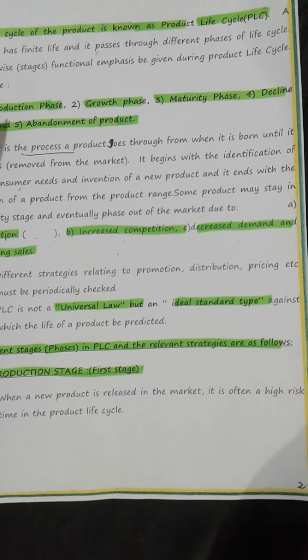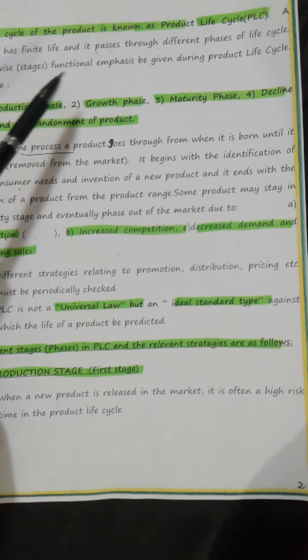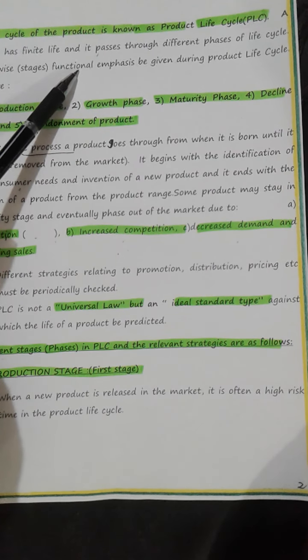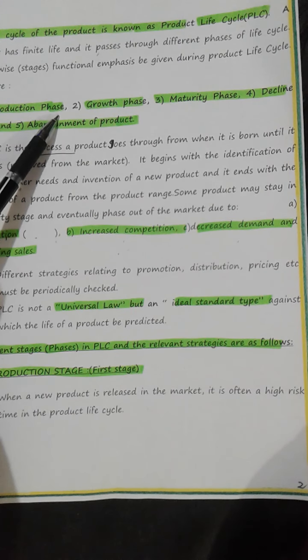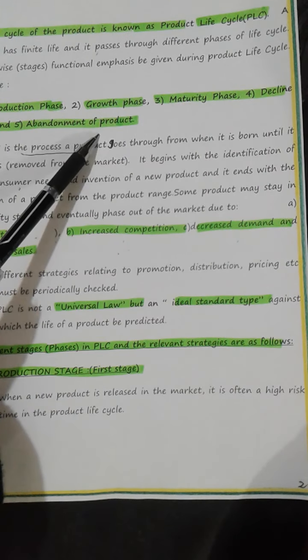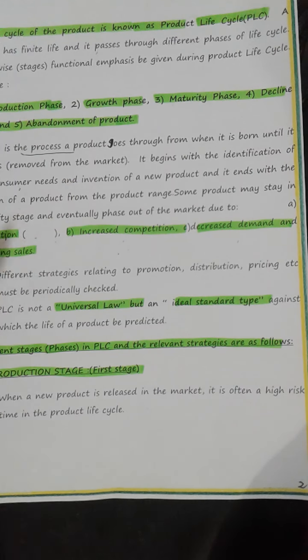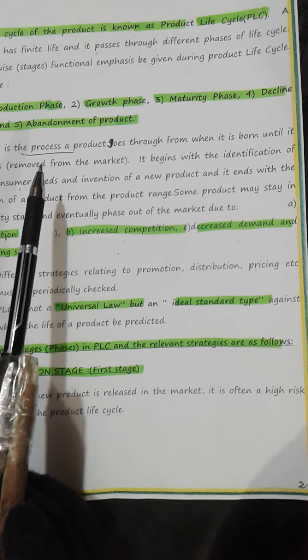Similarly, you must understand, a product has got functional emphasis. We call these the stages of product given during product life cycle. There are various stages called phase-wise functional emphasis, which are nothing but stages of product. 5 stages: introduction phase, growth phase, maturity phase, decline phase, and abandonment phase. Now, meaning of PLC, children. PLC, product life cycle, is a process of a product. It's a tool, a strategic tool of marketing.